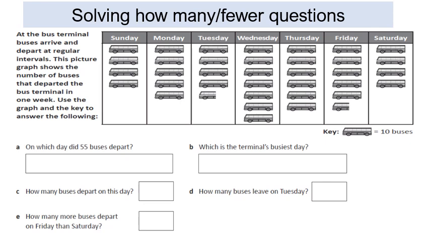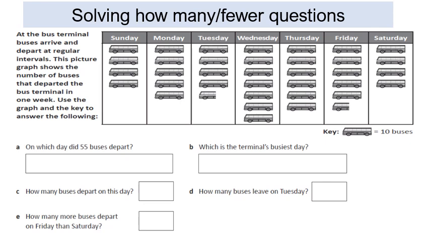Here's that question with how many more. So how many more buses depart on Friday than Saturday? Now, you need 2 numbers here. You need the number of buses that departed on Friday, and let's find that out. So it's 55, and Saturday is 40. And you're going to do a subtraction sum to work it out. So it's 55 minus 40.